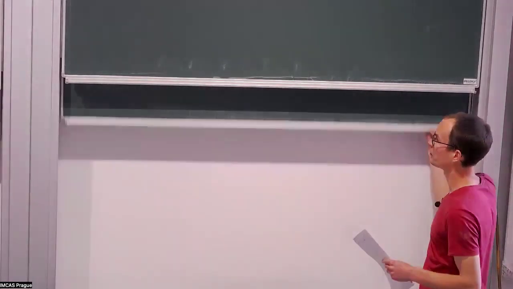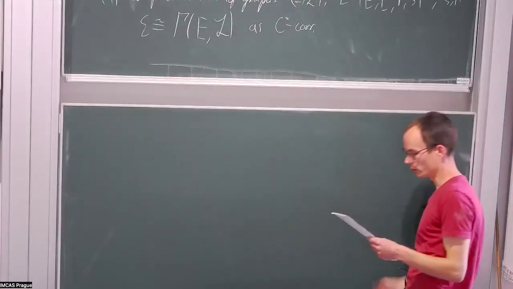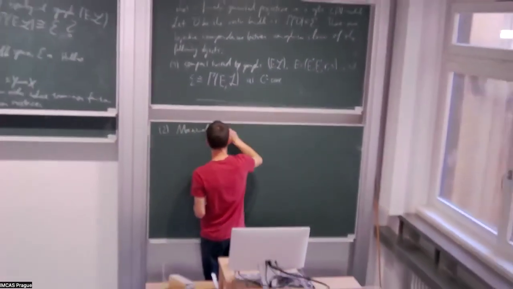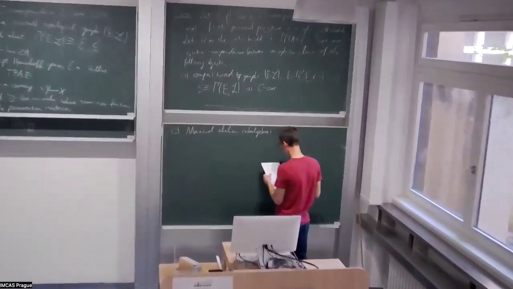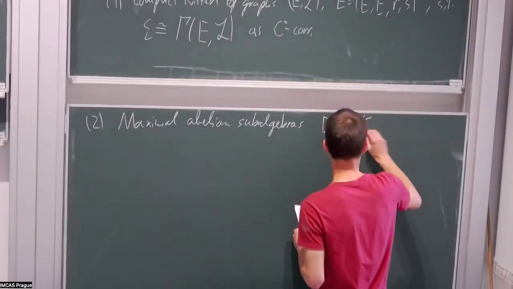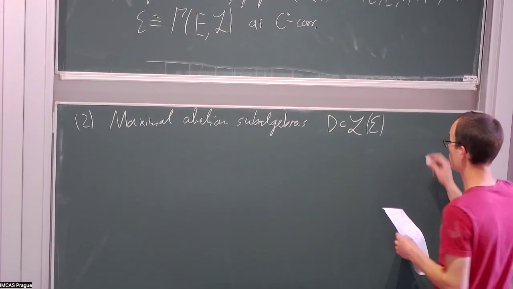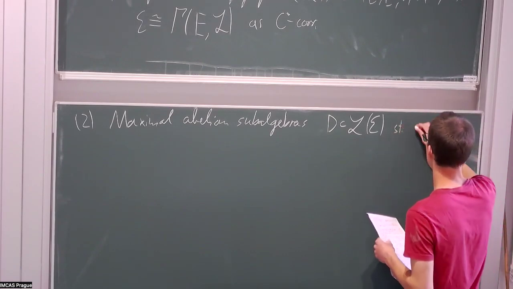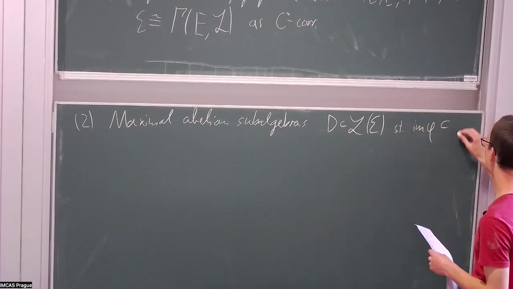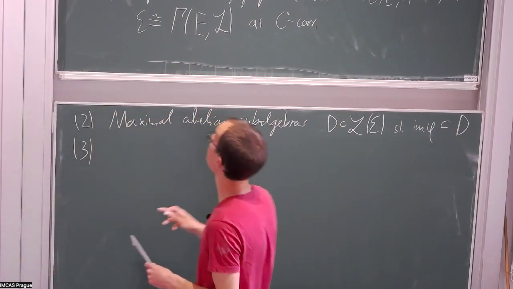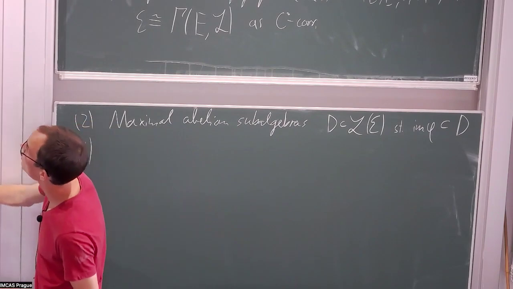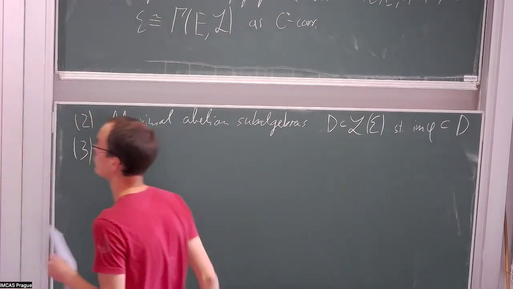Okay, and this tells me that these are in one-to-one correspondence to the following things. There's going to be two more. So, secondly, maximal abelian subalgebras in the adjointable operators of E, which contain the image of the left action, such that the image of phi is contained in D. And the third thing is a condition similar to this, where was it? Oh, it's right there. Condition similar to this with the transition functions.